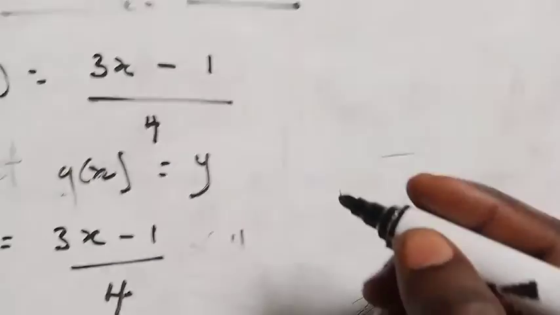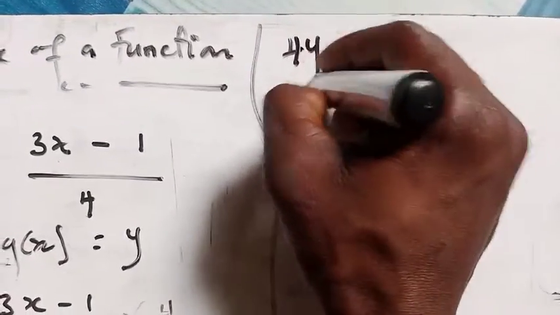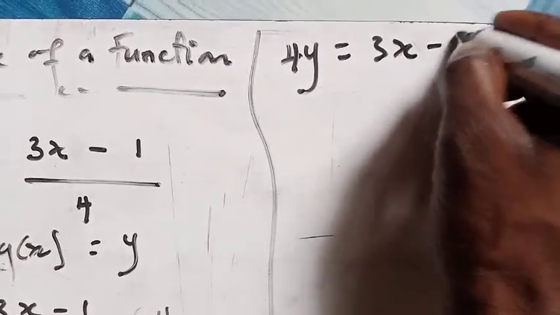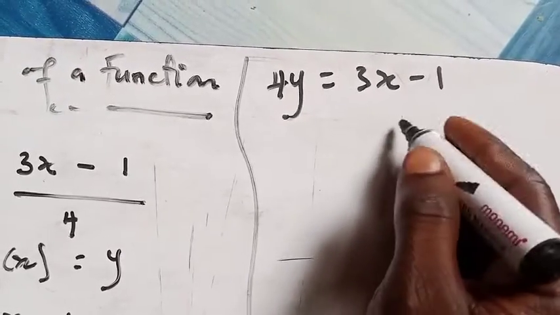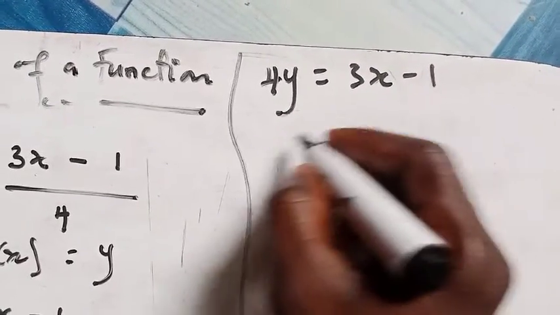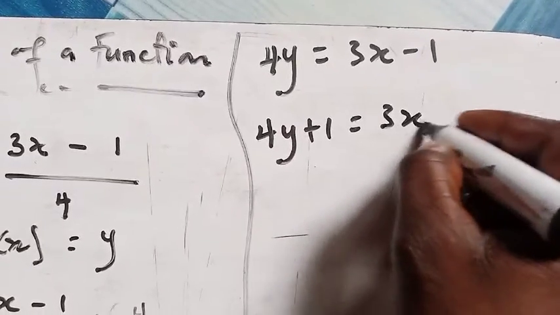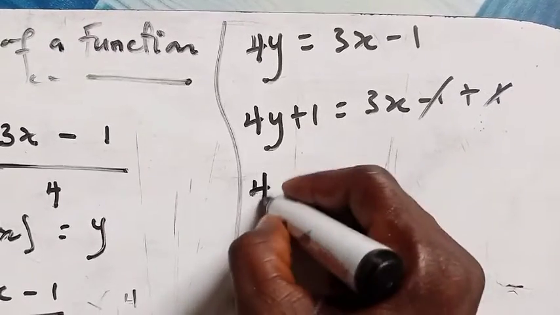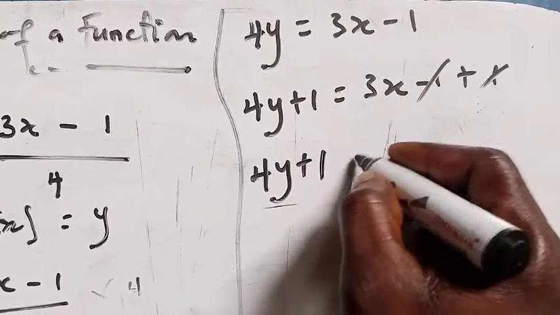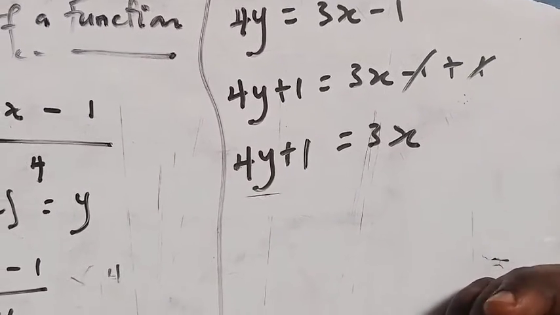Okay, now from here let's pick it from here. So this is what we are having: 4y equal to 3s minus 1, right? So here you are going to add 1 to both sides of the equation so that this guy will vanish. So you are having 4y plus 1 equal to 3s minus 1 plus 1. So this one cancels out. So we are going to have 4y plus 1 equal to 3s, right? Are you there? Okay, perfect.